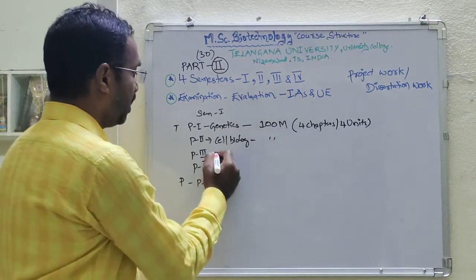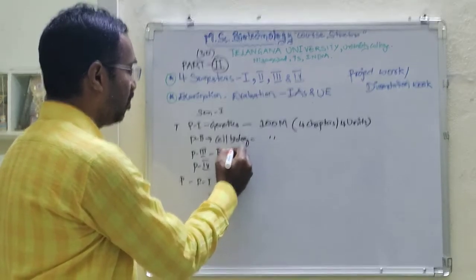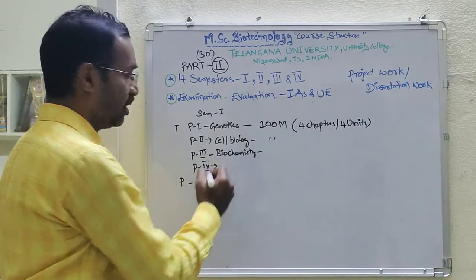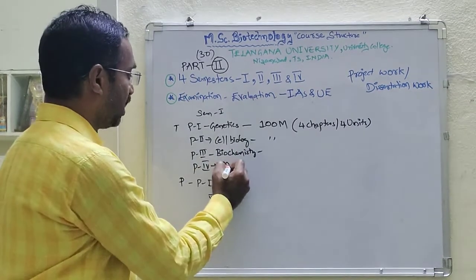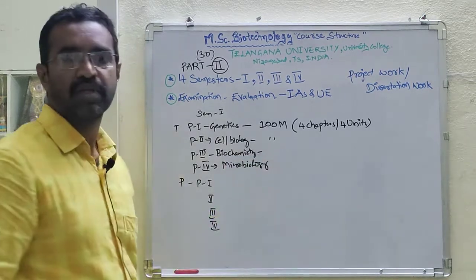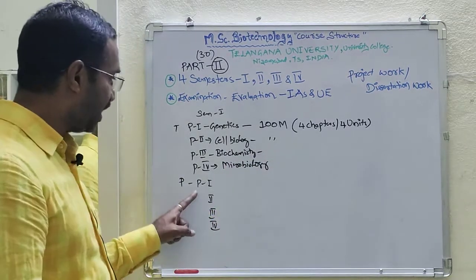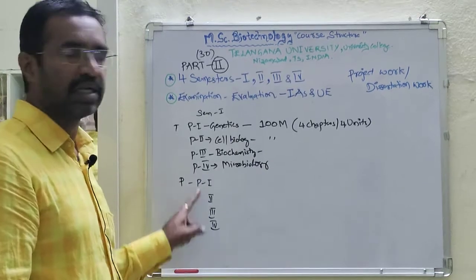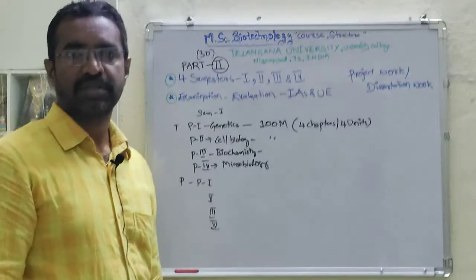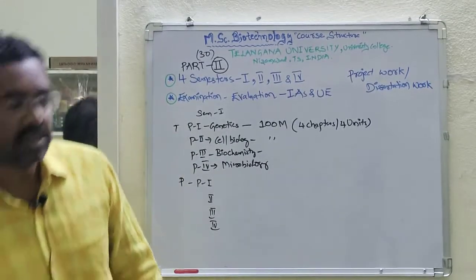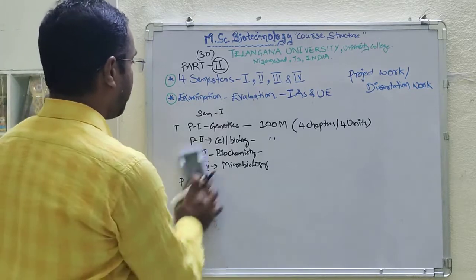The third paper is biochemistry, 100 marks. And the last one is microbiology for 100 marks. Similarly, even practicals are being conducted, 4 practicals and 4 theory. Practicals are conducted in the same papers. This is about the first semester. I will go with the details of the second semester papers.